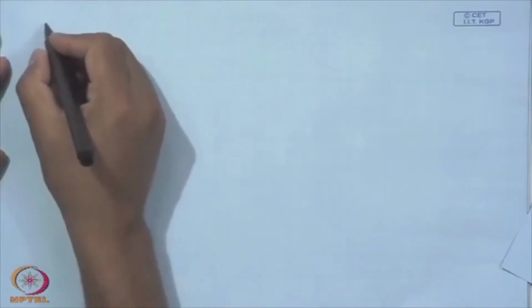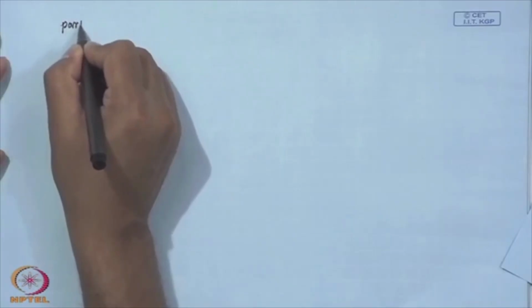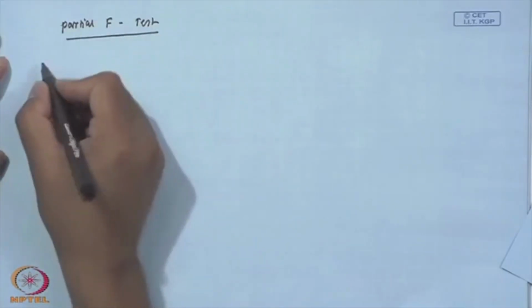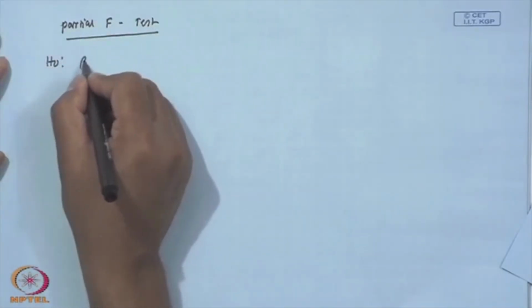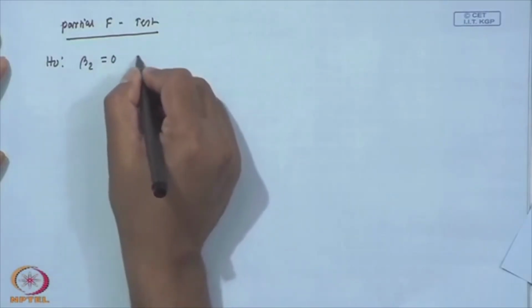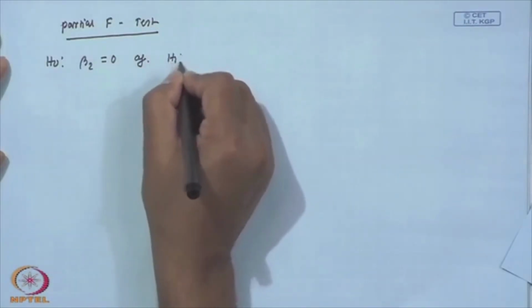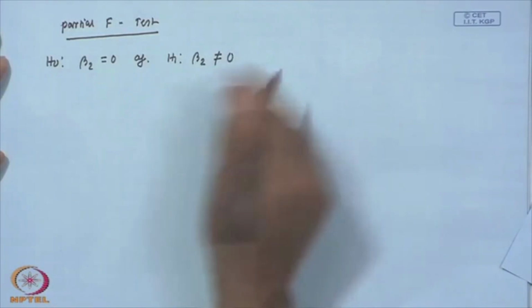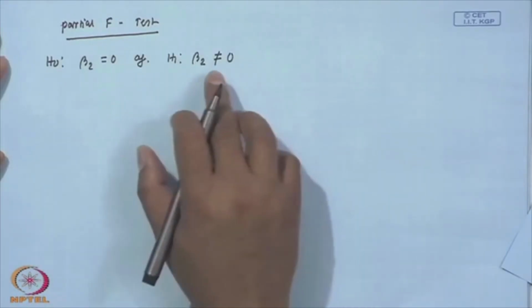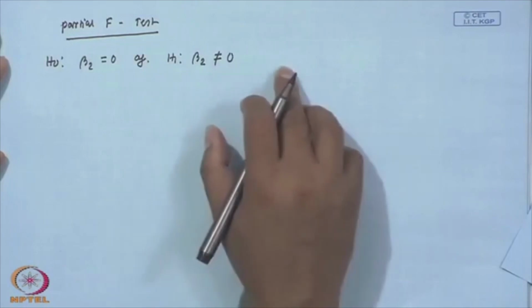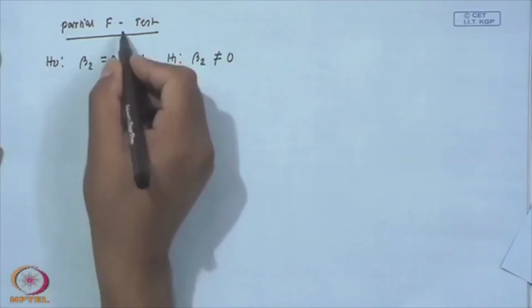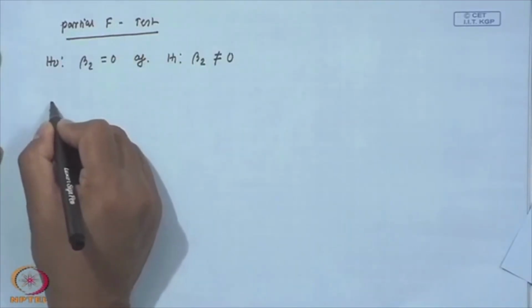So, now we will go for the partial F test. We test H naught, that beta 2 is equal to 0, against H 1, that beta 2 is not equal to 0, and this test is in the presence of x 1 in the model. Okay. So, how do you test this one? If you go for the partial F test, here is the F statistic.